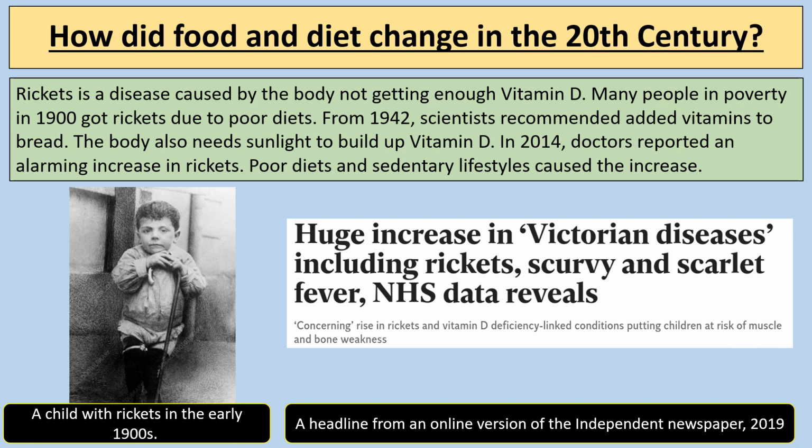Now, rickets is a disease caused by the body not getting enough vitamin D. Many people in poverty in 1900 got rickets due to poor diets, as you can see that child there with rickets in the early 1900s. From 1942, scientists recommended added vitamins to bread to tackle this. The body also needs sunlight to build up vitamin D. Now, in 2014, doctors reported an alarming increase in rickets. Poor diets and people not going outside enough and sedentary lifestyles have caused the increase.